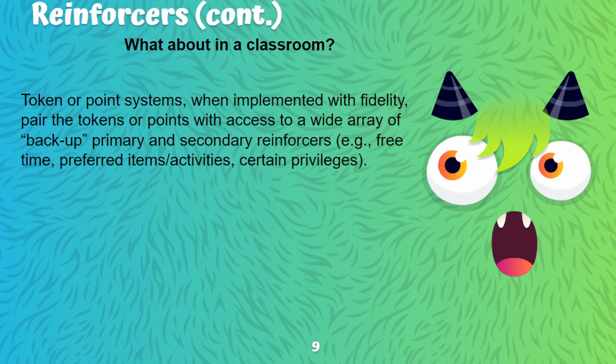So how does this look in a classroom setting, especially with what we were talking about with token economies? In this case, token or point systems, when implemented with fidelity, can pair tokens or points with access to a wider range of backup primary and secondary reinforcers. That can include free time, preferred items, activities, and certain privileges. While many schools are now discouraging food as rewards, that has been a popular one in the past. So maybe they can earn enough tokens to get food. The tokens would then be the secondary reinforcer and the food would be the primary reinforcer.